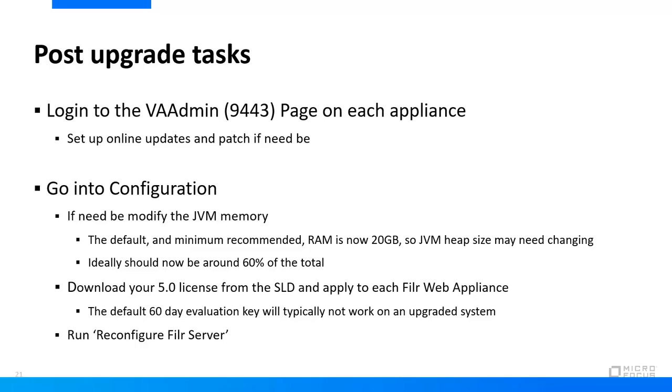And finally, you need to download your Filr 5 license from the SLD. That was going to be in the activation section. There is a 60-day eval license on the appliances, but typically that's not going to work on an upgrade because it's 60 days from the very first install. So it will remember that you installed it 3 years ago and that license won't work. And then just run reconfigure Filr server. So let's just go through some of that.